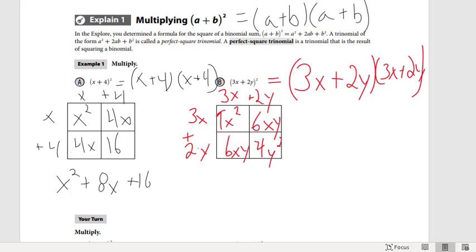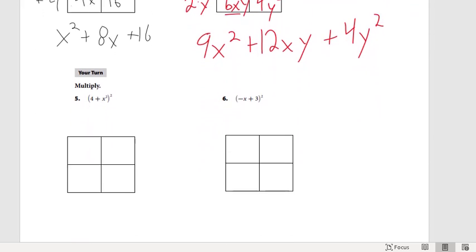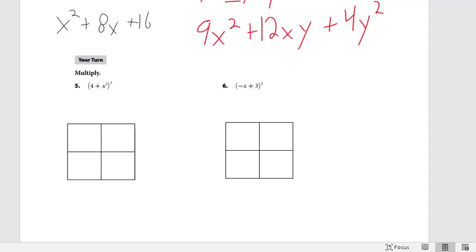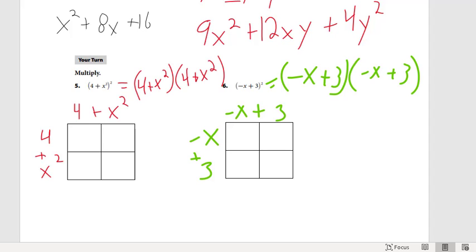Add them all together, combine the like terms. 9x squared, 6xy plus 6xy is 12xy, and plus 4y squared at the end. All right. Go ahead, pause it. There's two that you can try, and I'll go over them in a little bit.